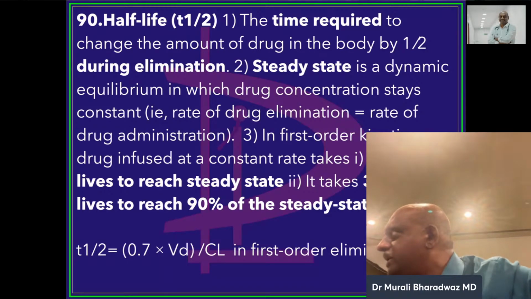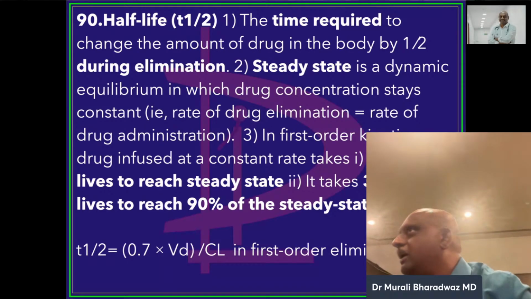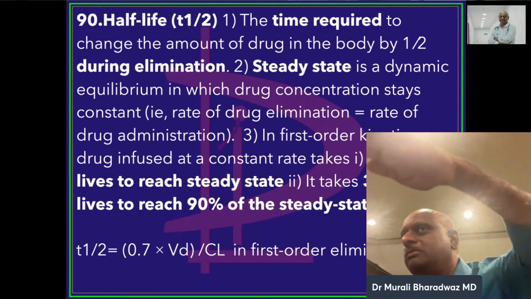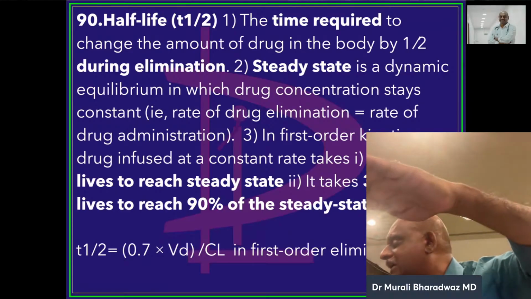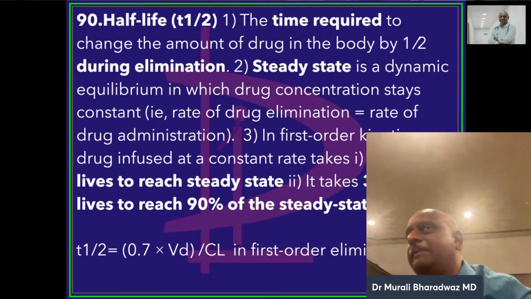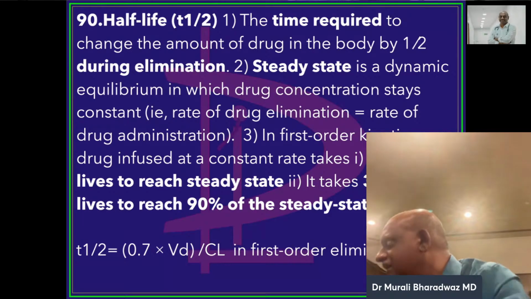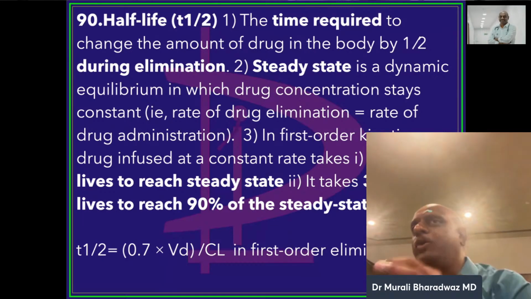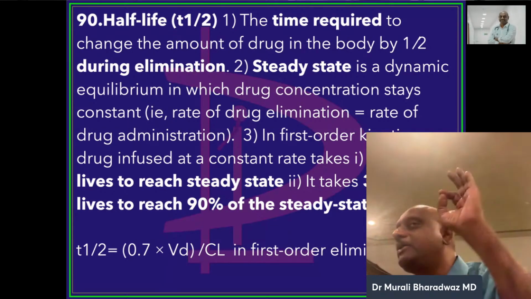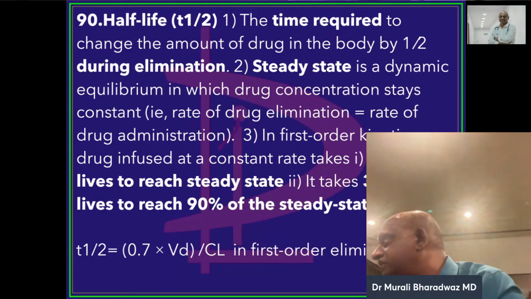Once plasma concentration comes, if your rate of administration and rate of elimination are matching, then it will reach a steady state of plasma concentration. Question asked in exam: 4 to 5 half-lives it takes to reach the steady state. 3.3 half-lives it will take to reach 90% of steady state.